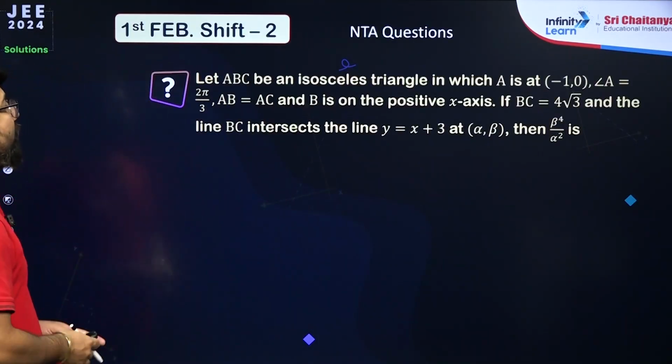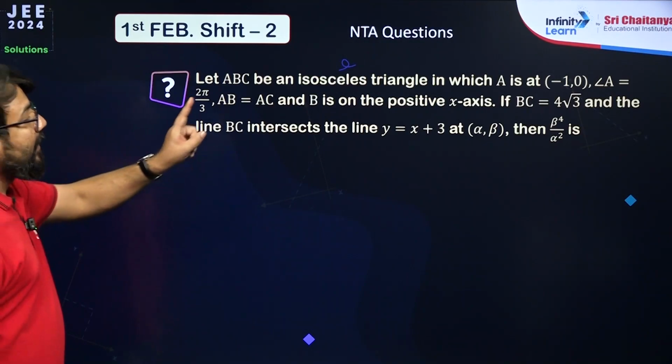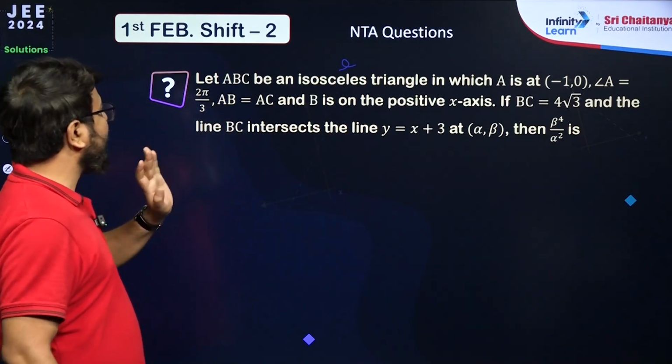Moving to the next problem, triangle ABC is an isosceles triangle in which A is at this point. Angle A is 2 pi by 3.